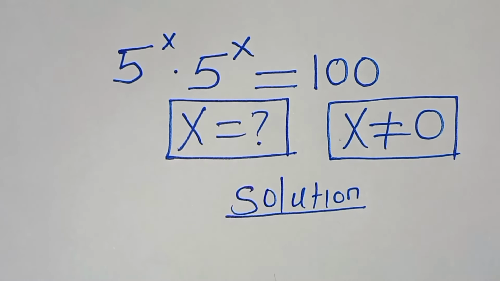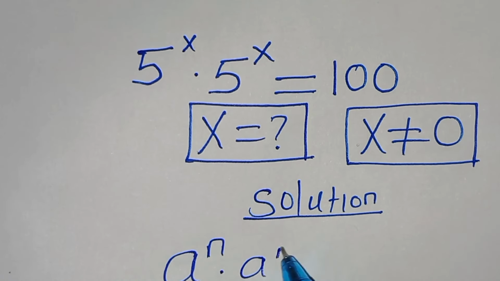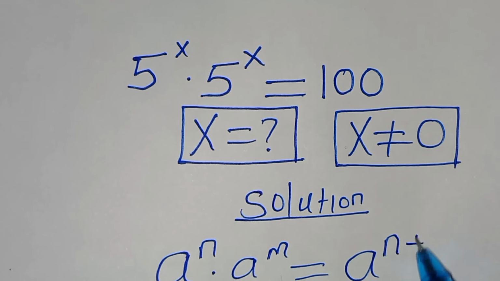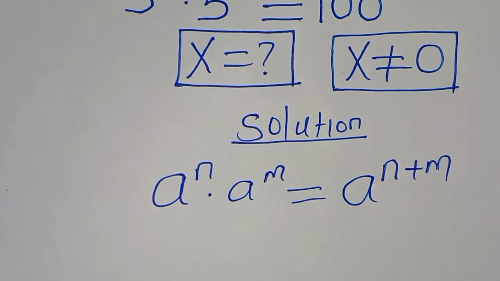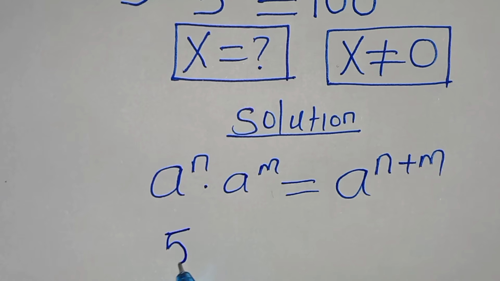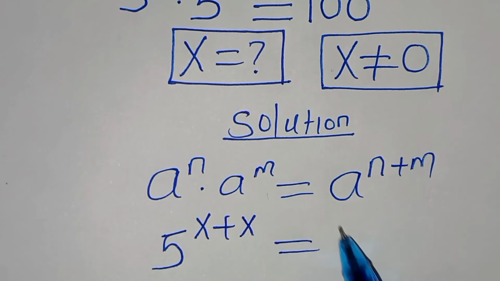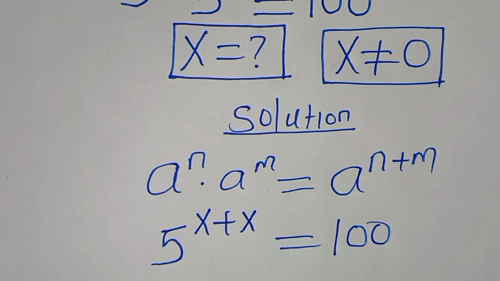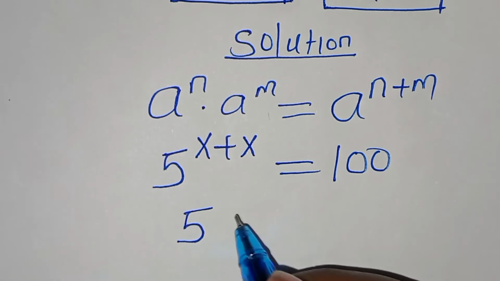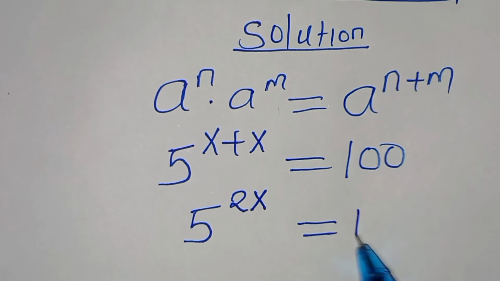So this exponential equation is in the form of a to the power of n times a to the power of m, which you can express as a to the power of n plus m. Applying this exponent property, then we have 5 to the power of x plus x. This is equal to 100. So this is the same thing as 5 to the power of x plus x. This is 2x. Then this is equal to 100.